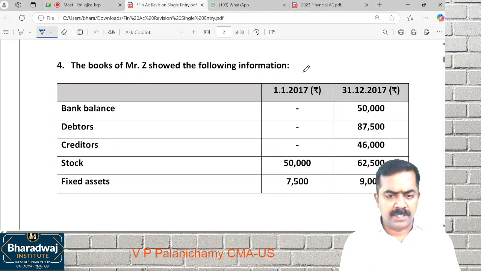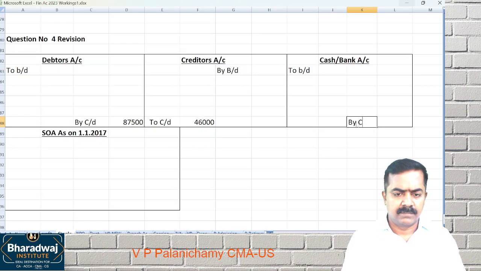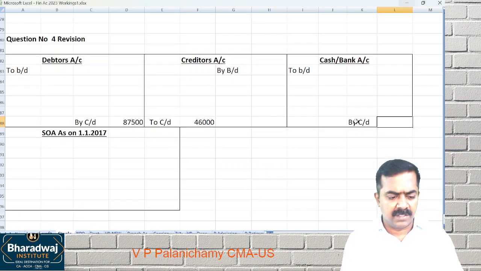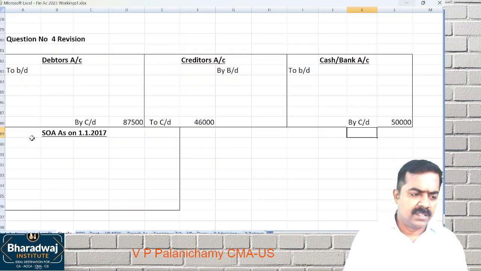Then closing balance is given. Balance carry down. What is the closing balance given? 50,000. Statement of affairs, we will come to that later. Okay.